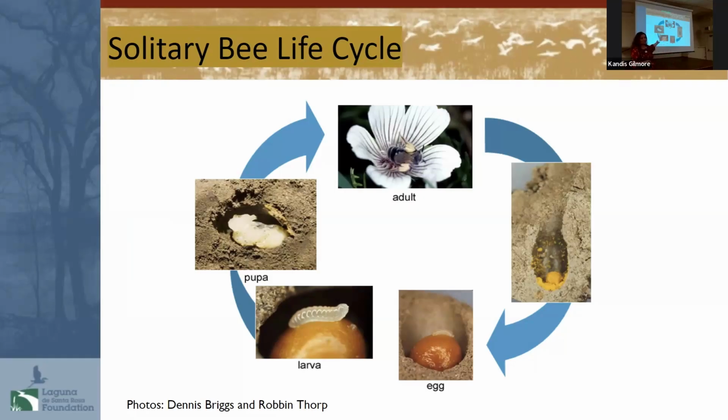And the egg will hatch out into a larva. The larva eats the food provision and then will overwinter as a pupa and come out in springtime. Somehow, some cue tells them it's time to come out. Then they'll come out as an adult again. So a lot of these have one generation per year, and a lot of that life cycle is underground.